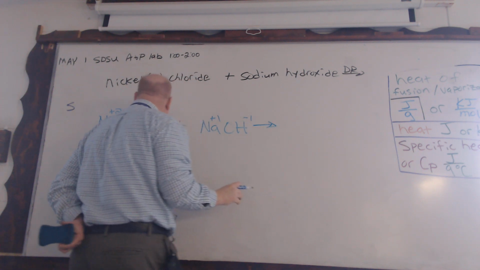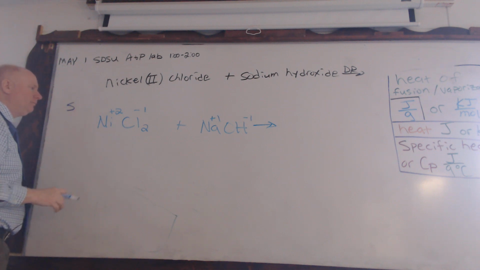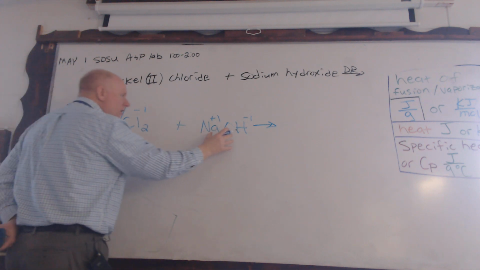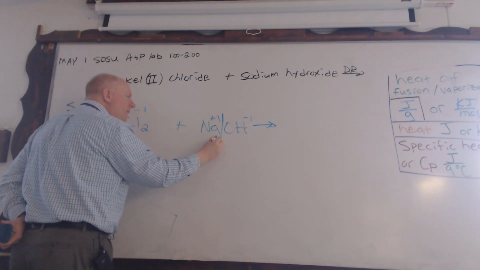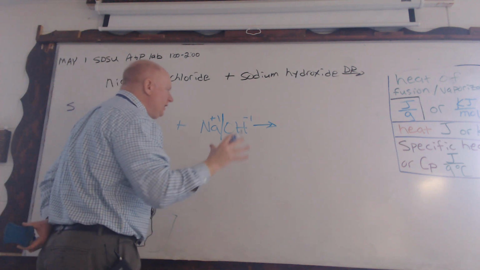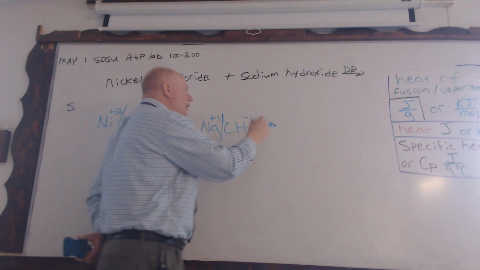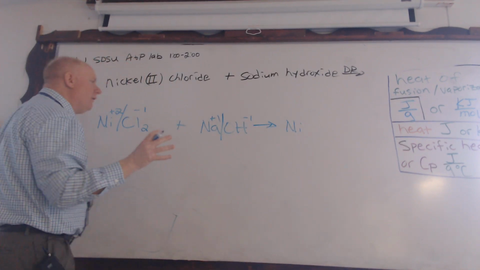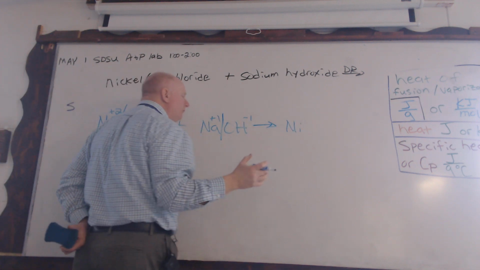Okay. So where does this compound split apart? Right here. And where does this one split apart? Okay. So pick a positive ion from this side. Okay? So what will this nickel bond to from this compound, but on this side?